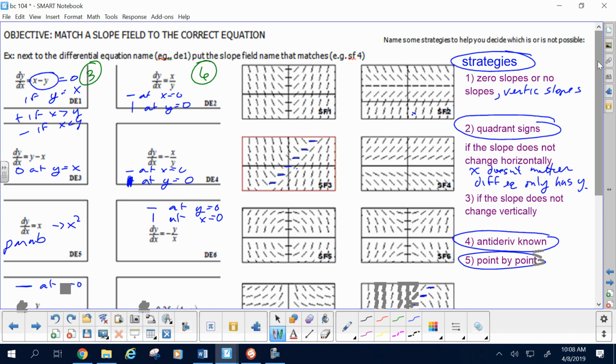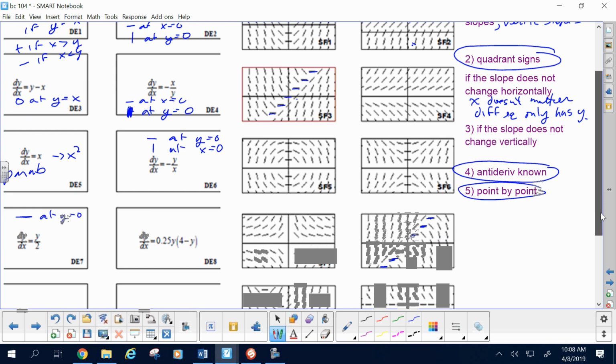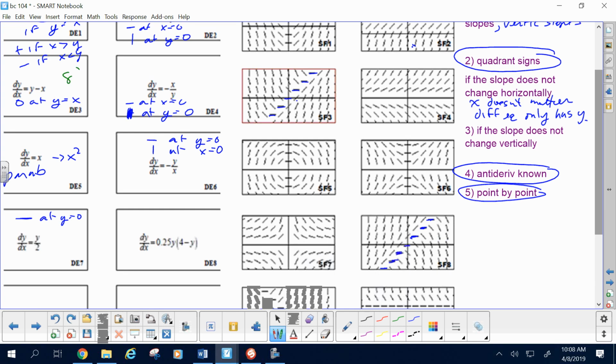Differential equation 3. Is that 8? Yeah? Okay. Differential equation 4. What do you say?